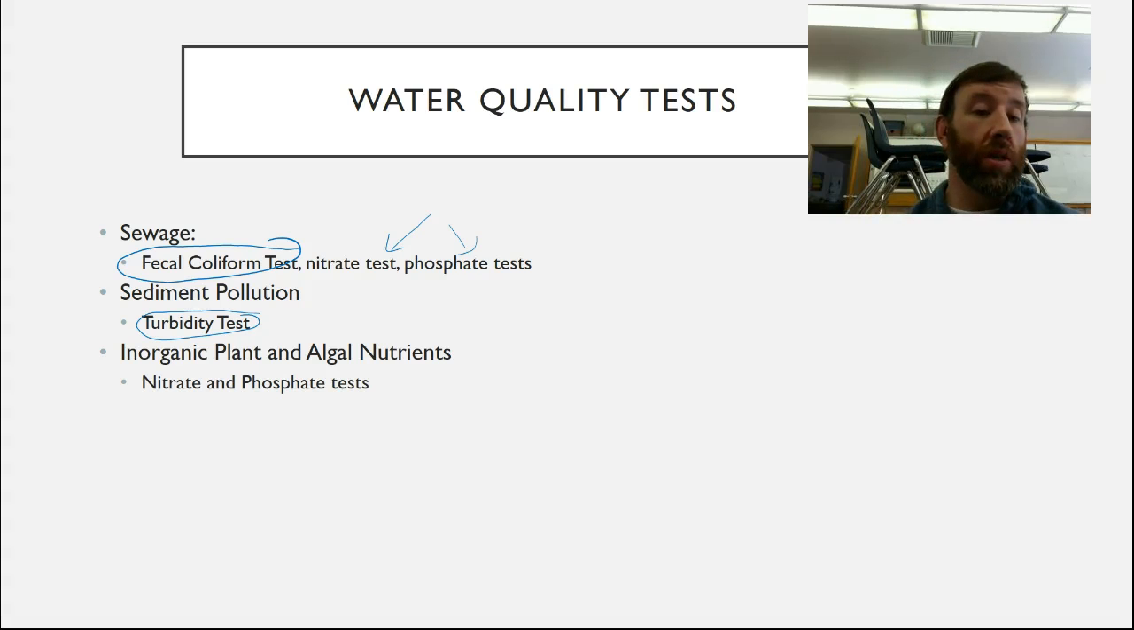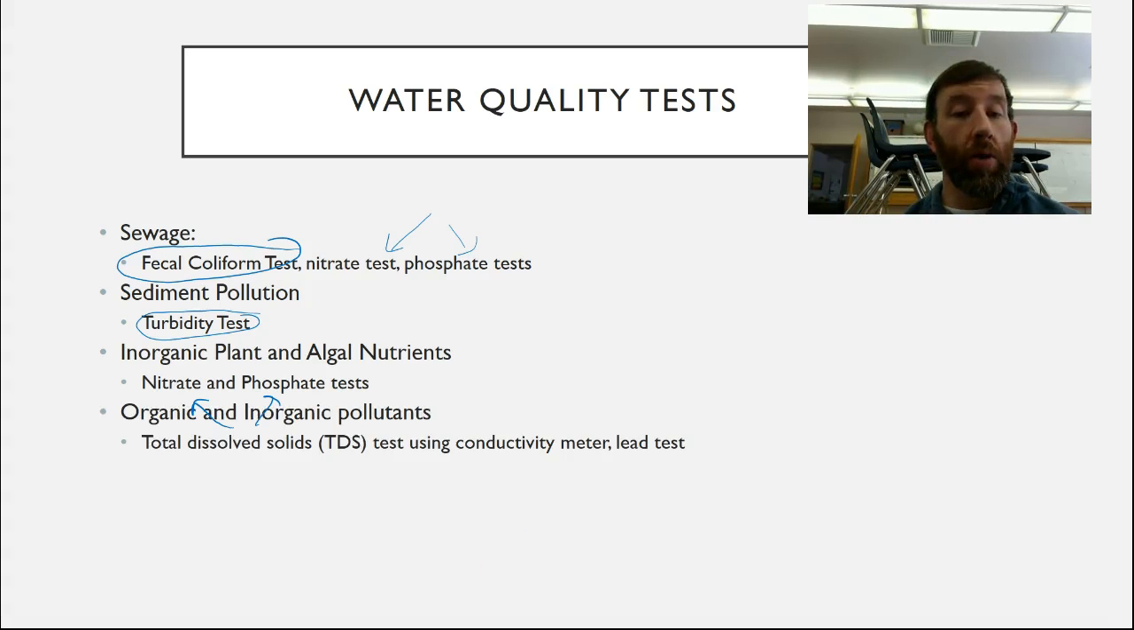Inorganic plant and algal nutrients, again, we could run nitrate and phosphate tests. We can do that chemically or using probes. Inorganic pollutants would include some of those water-soluble materials we talked about. And the way we would measure that is what's called a total dissolved solids test. And we use a conductivity meter. Now, those of you who took freshman science at Lowell High School, you've actually used a conductivity meter before.